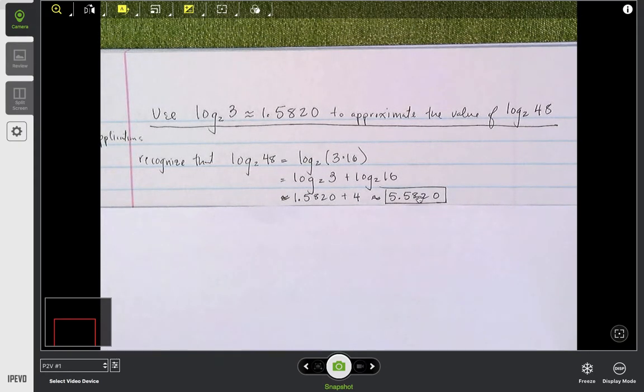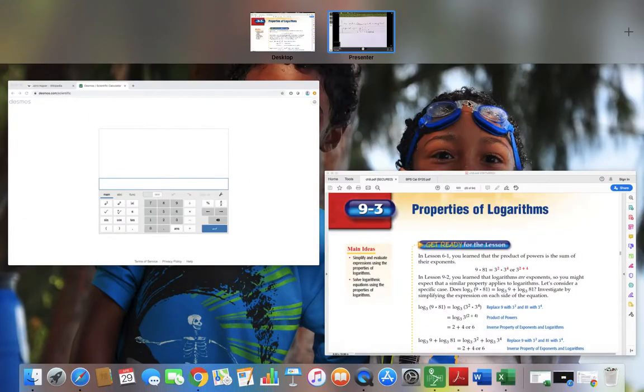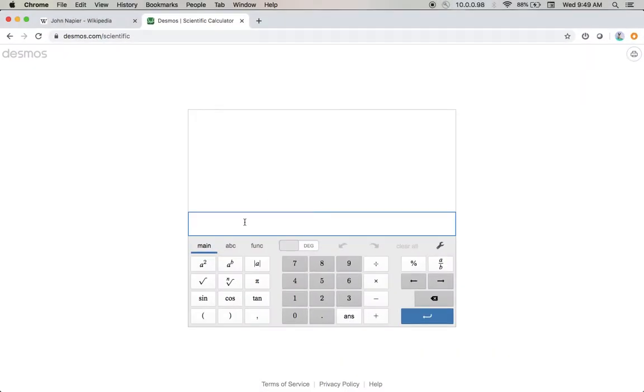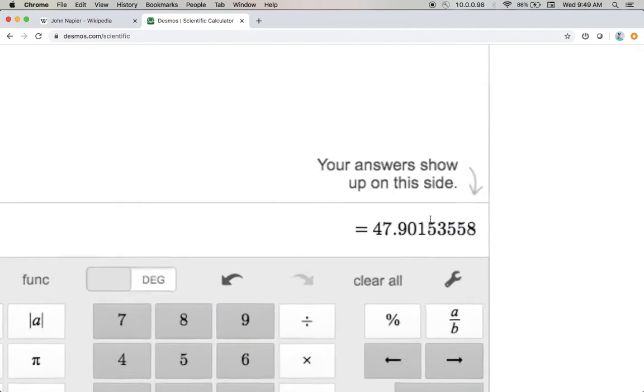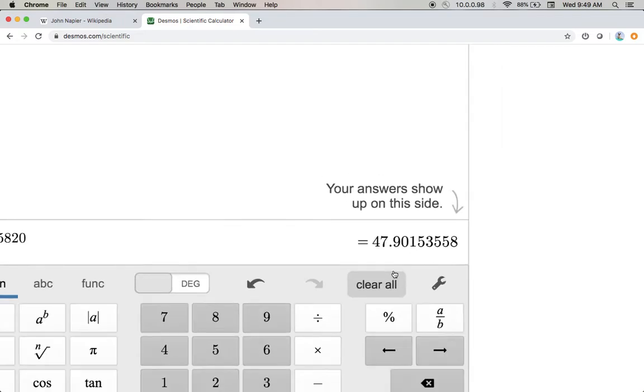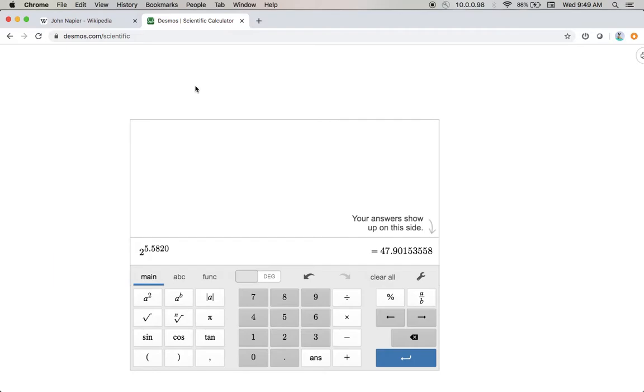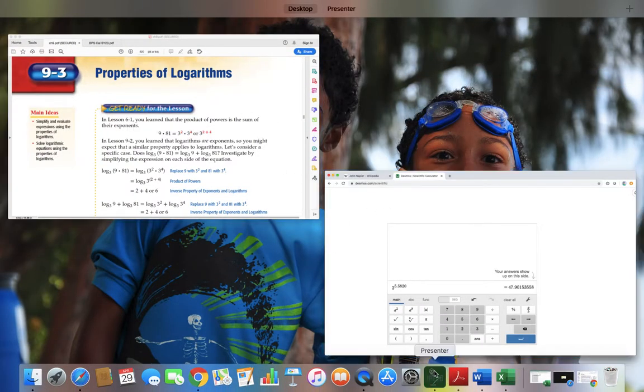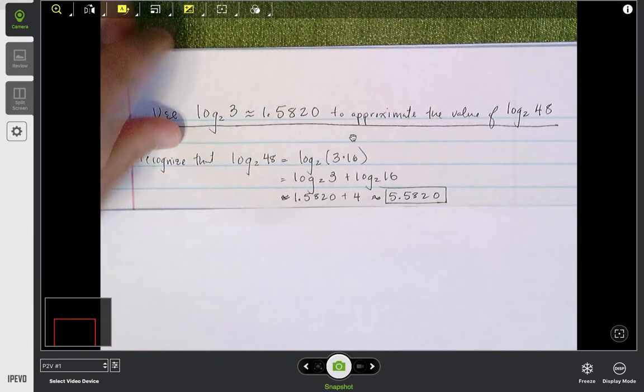Now, what does this number mean? This means that if you take 2 as a base and raise it to this power, you should get an answer pretty darn close to 48. And so let's just give that a test run. If we take 2 and we raise it to the 5.582 power, you'll notice that this answer of 47.9 is awfully, awfully close to 48. We didn't expect an exact answer because we started out by using an approximation rounded to the 4th decimal place. So given the tools that we had at our disposal, we did really well.